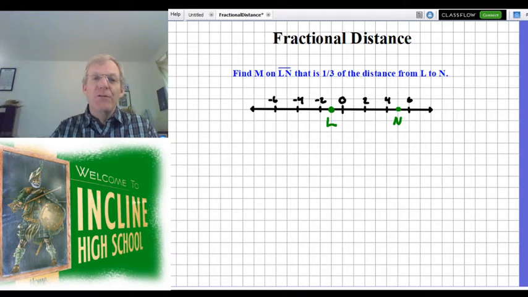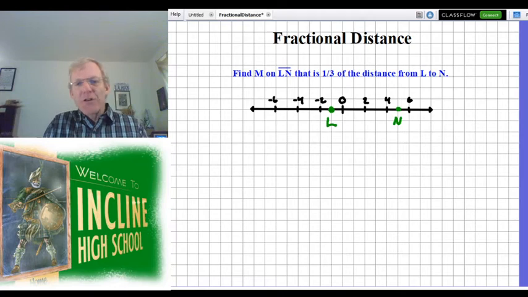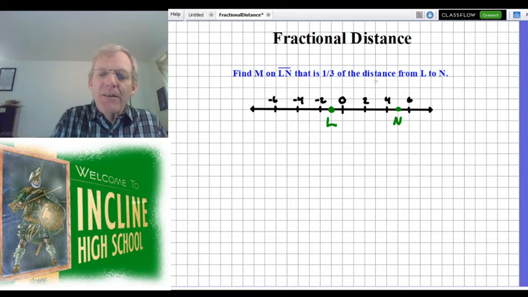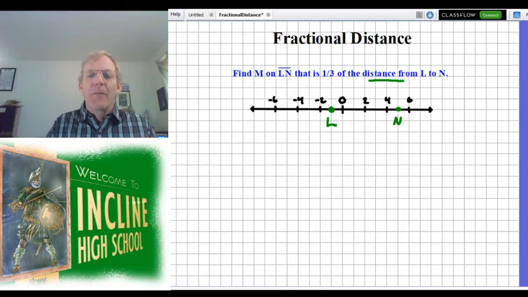So you can see we've drawn the number line here. We've marked the points L and N, but we don't know where M is. We have to find that. And it's got to be 1/3 the distance from L to N. So the first thing we want to do is realize, since this is about distance, we want to find the distance from L to N.